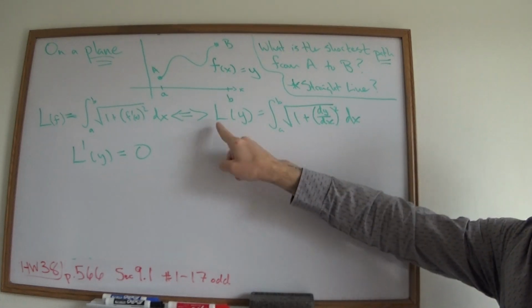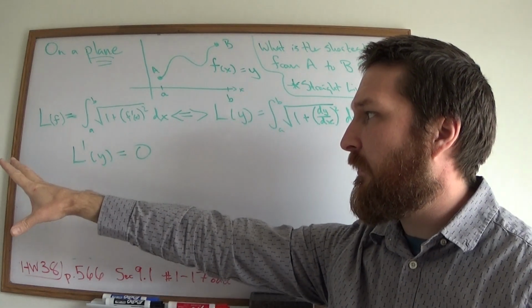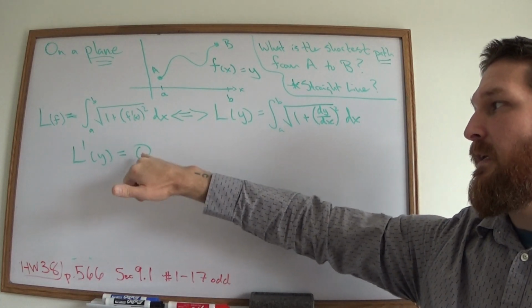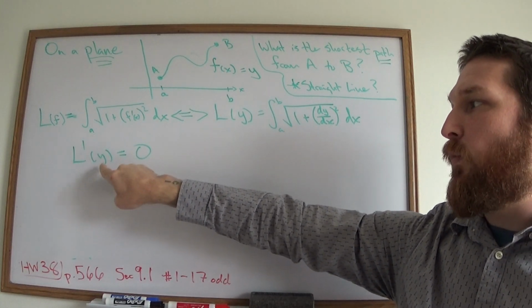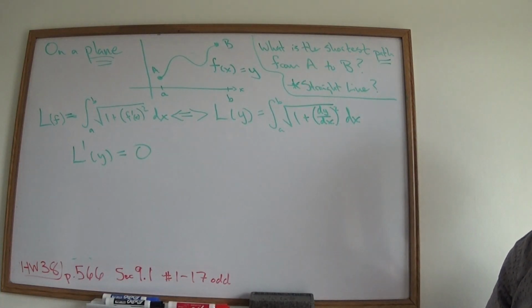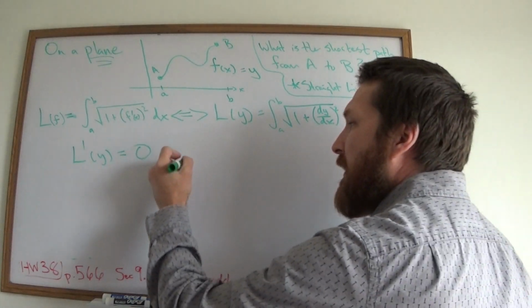What are we optimizing? Length. My output is length. And so if I take the derivative of that with respect to y, set that equal to 0, I'll find the y that gives me that minimum or maximum length. Pretty obvious that it can't be a maximum length, because I could go the other direction.